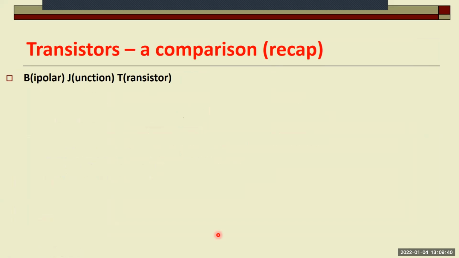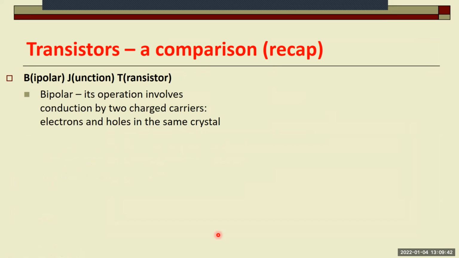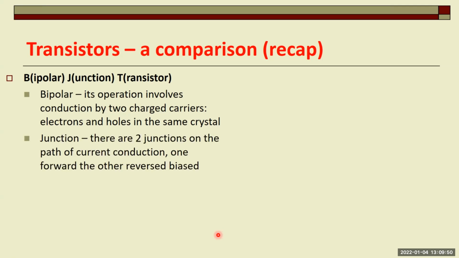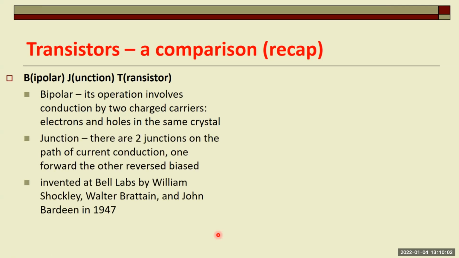Let's see. First, a recap of transistors, either bipolar junction transistor, and again, I'm repeating bipolar because its operation involves conduction by 2 charge carriers. Junction because there are 2 junctions on the path of conduction. One is forward bias, that's the base emitter. The other one is reverse bias, that's the collector base. And it was invented by Shockley, Brattain, and Bardeen, which brought them the Nobel Prize in 1956.